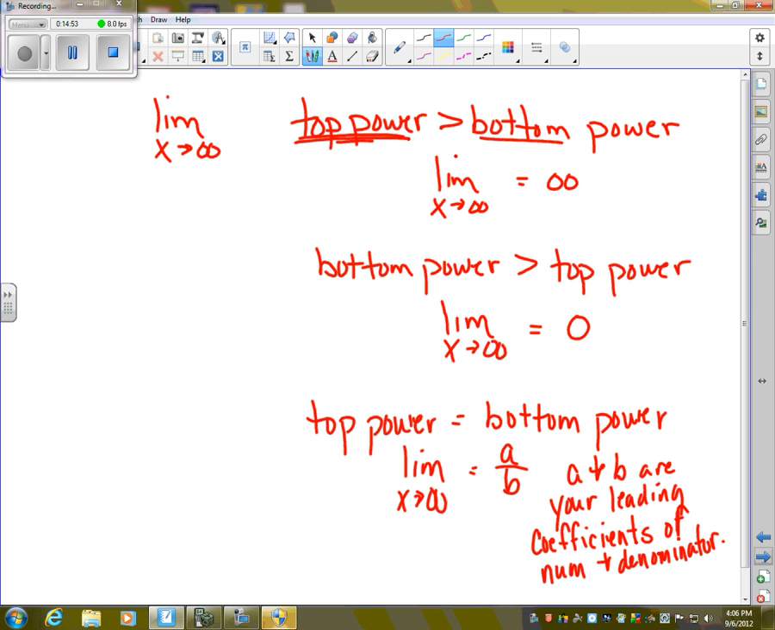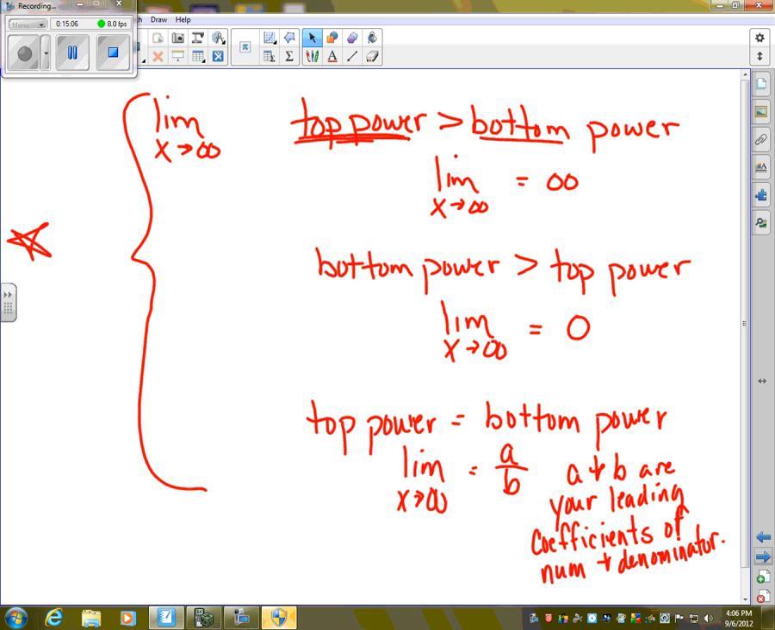Those are 3 really important rules you need to remember. Top power bigger than the bottom power, it's going to be infinity. Bottom power is the bigger one, it's 0. If they're the same power, the limit's going to end up being a fraction.